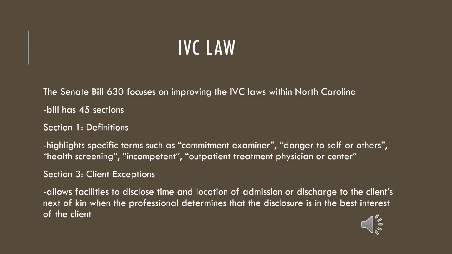Now we're going to look at what the bill actually entails. Senate Bill 630 focuses on improving the involuntary commitment laws within North Carolina. This bill has 45 sections. We're going to go over some of the most important sections that are covered in this bill.